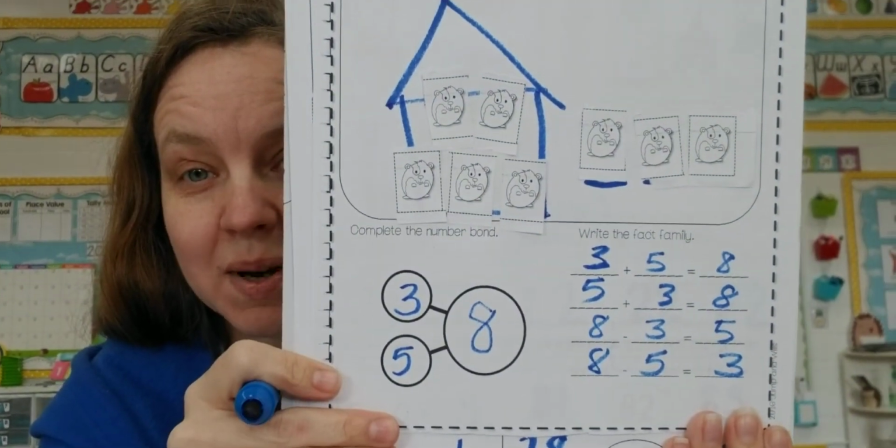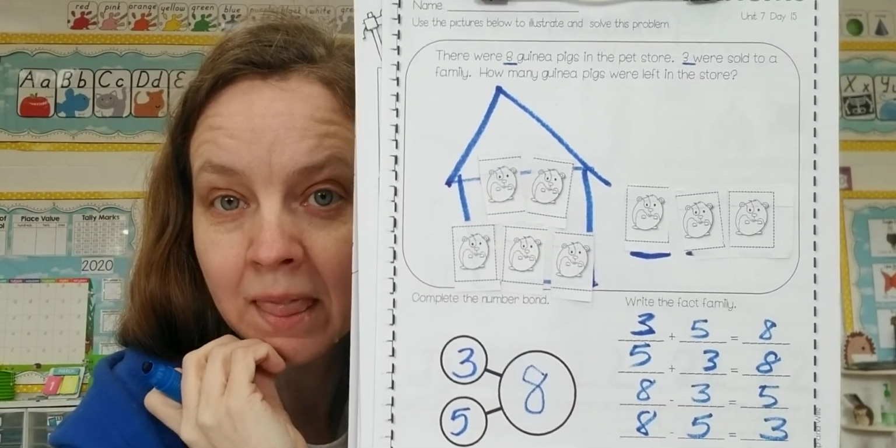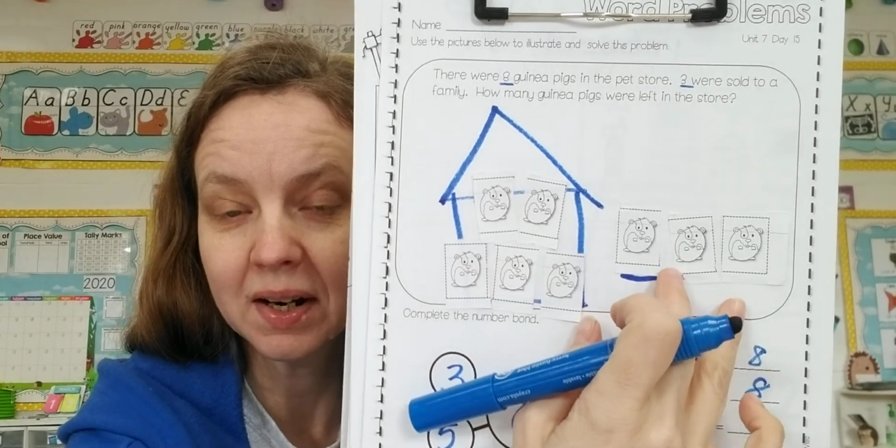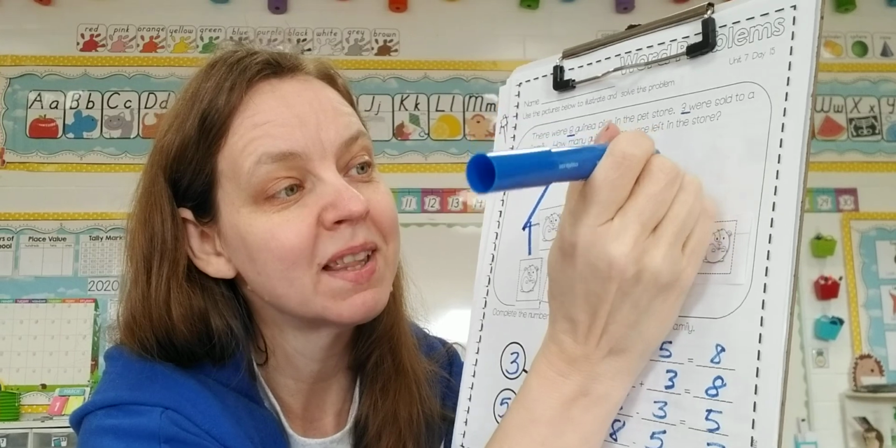All right, check your work. Make sure that you have 8, 3, and 5 on every line. You have 3 hamsters that are outside of the store and 5 inside of the store. And if you did that, give yourself a smiley face.